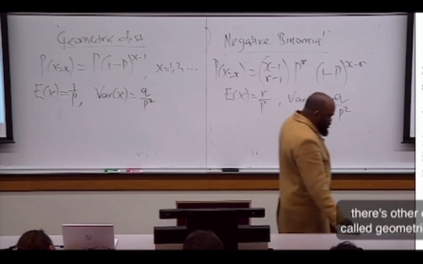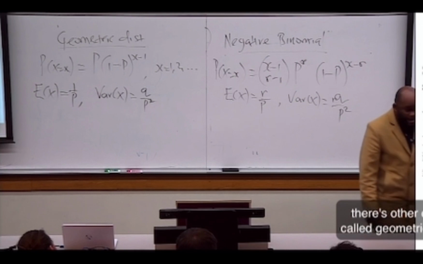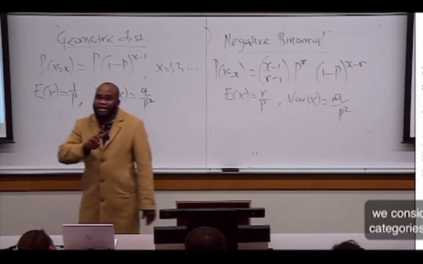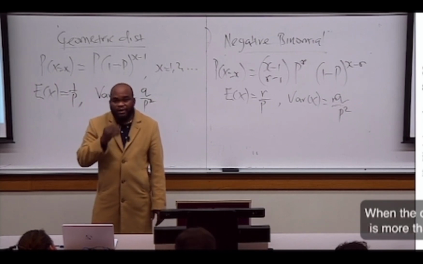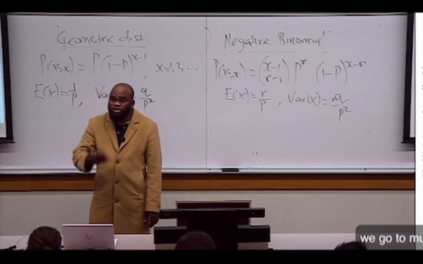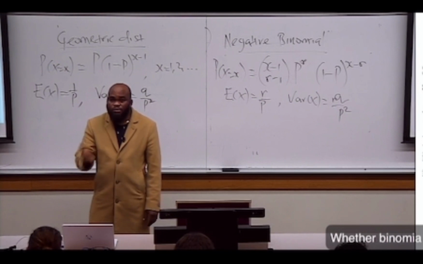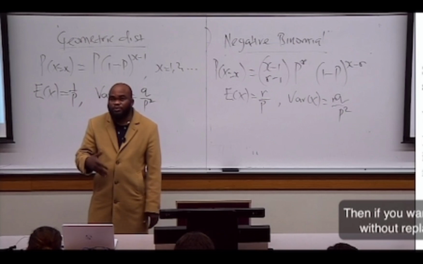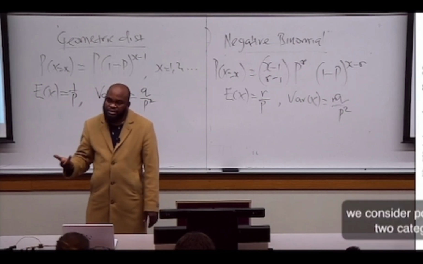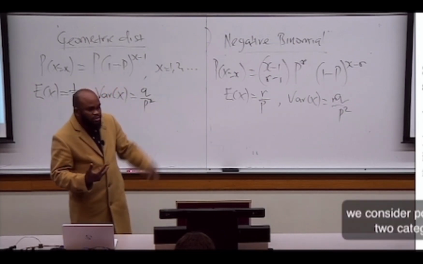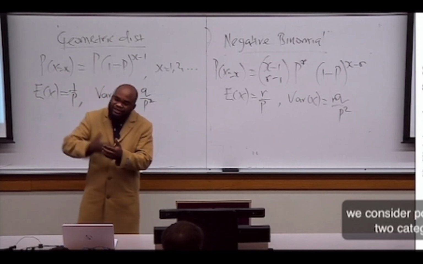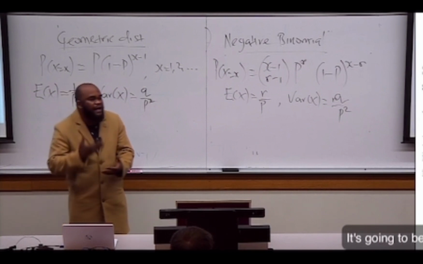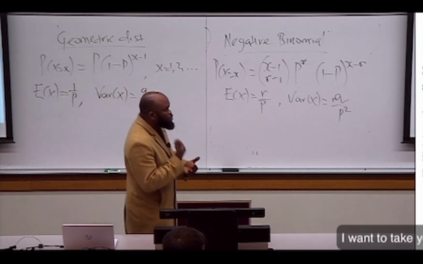there's another distribution called multi-hypergeometric. In binomial, we consider 2 categories, right? When the category is more than 2, we go to multinomial. Whether binomial or multinomial, we're sampling with replacement. Then what about if you want to sample without replacement? If it is 2 categories, we consider hypergeometric. But if it is more than two categories, it's going to be multi-hypergeometric.